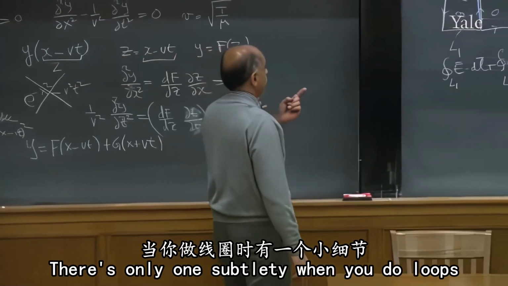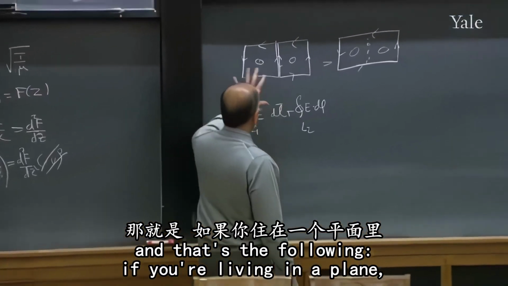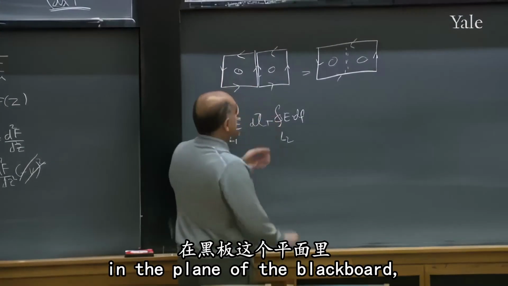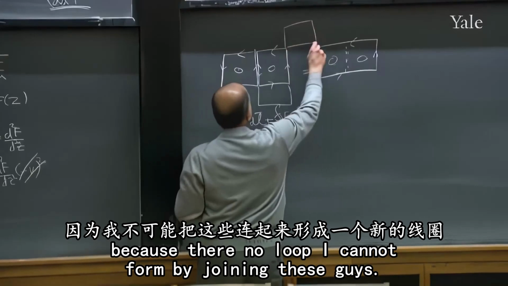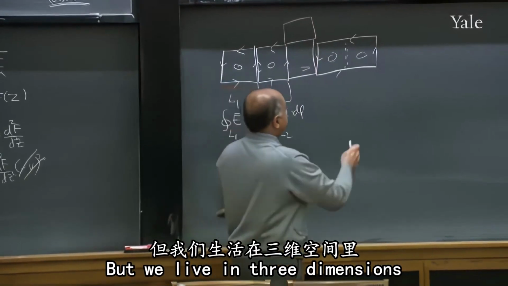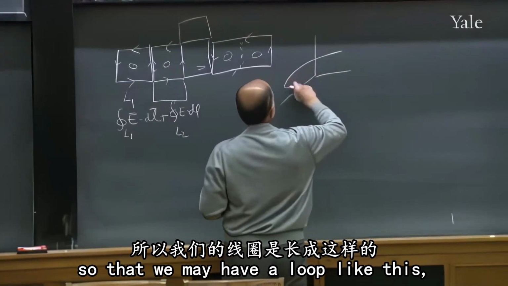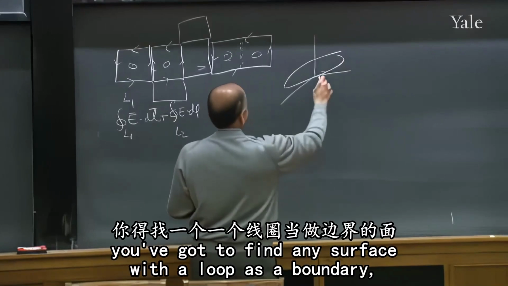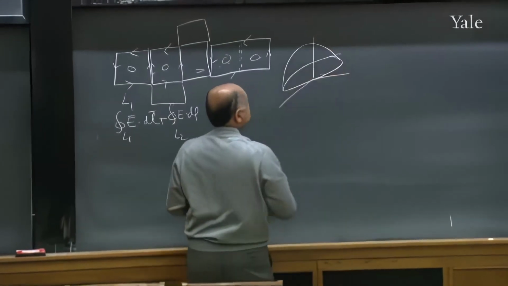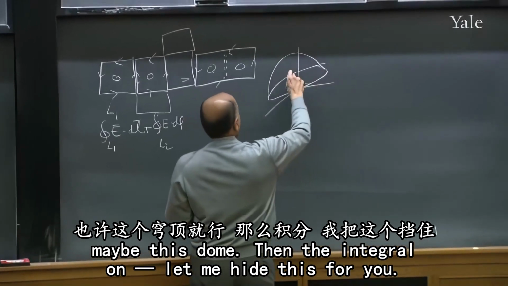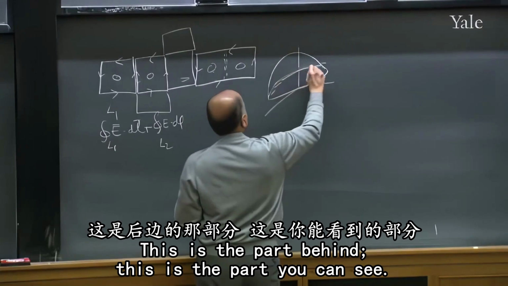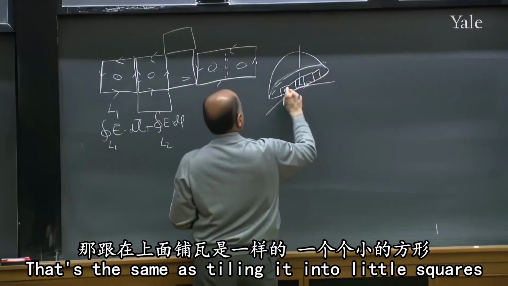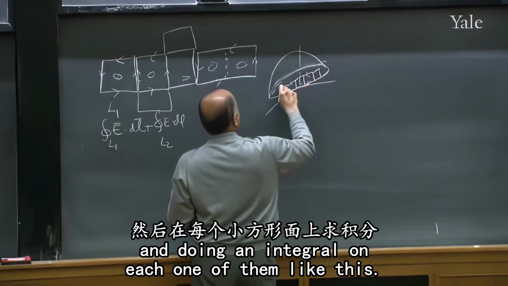There's only one subtlety when you do loops, and that's the following. If you're living in a plane, you can prove the result in the plane of the blackboard, because there is no loop I cannot form by joining these guys. But we live in 3 dimensions, so we may have a loop like this floating in 3 dimensions. Then what you have to do is find any surface with the loop as a boundary, maybe this dome. Then the integral on that, so let me hide this for you. This is the part behind. This is the part you can see. That's the same as tiling it into little squares and doing an integral on each one of them like this.